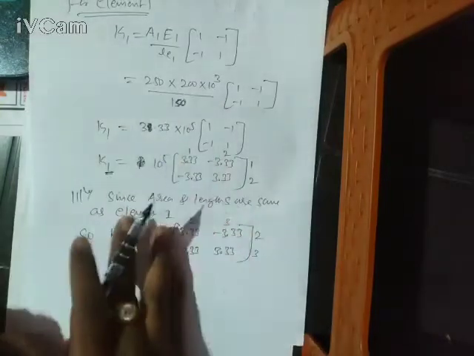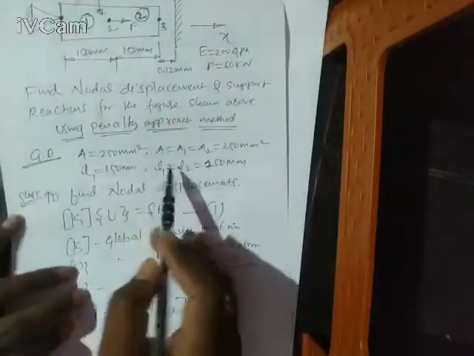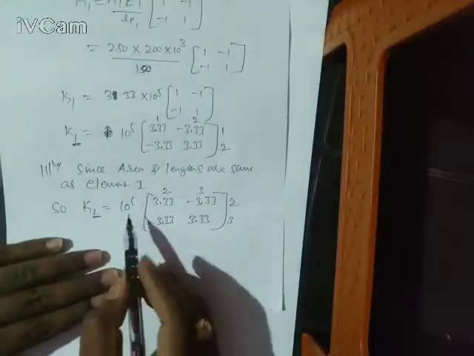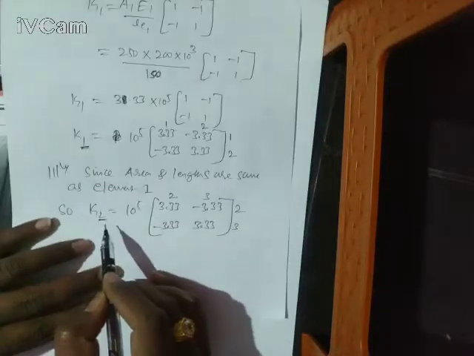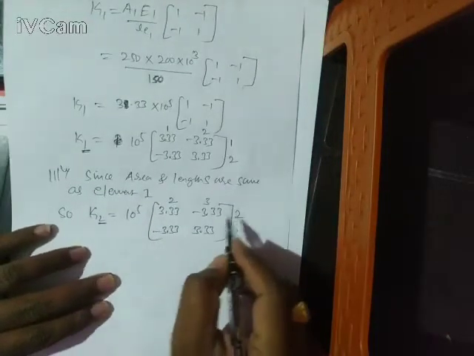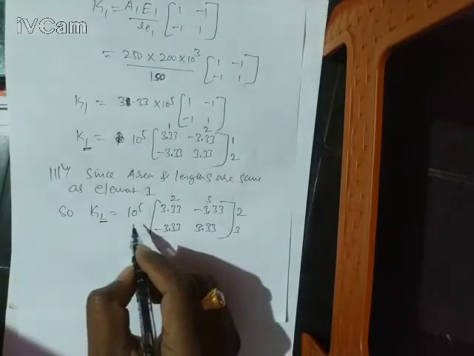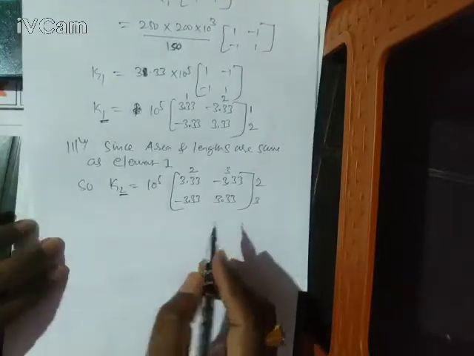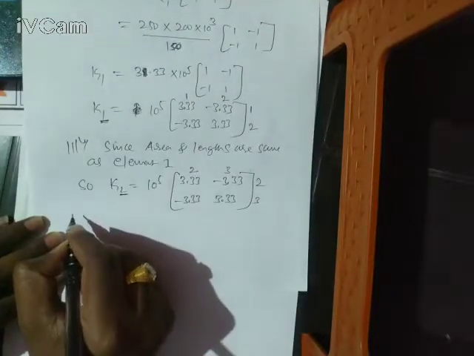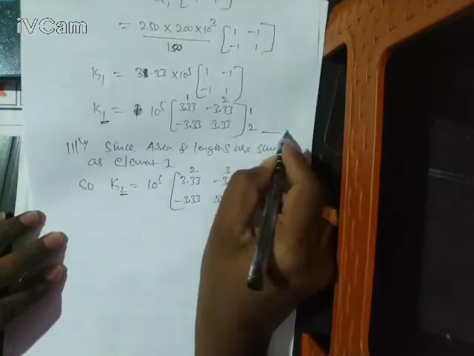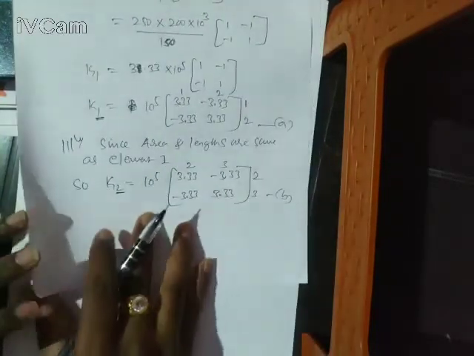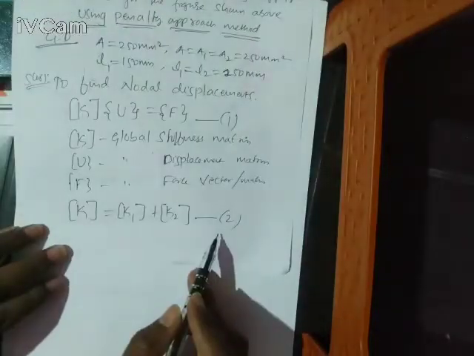See here, in the given problem, area is the same, A1, A2, and lengths are also the same. If I write the formula, K2 is equal to A2 E2 by LE2, which is the same as A1 E1 by LE1. That is the reason I have written this matrix directly. Now I am going to call this A and this B. I will be substituting A and B values in equation 2.